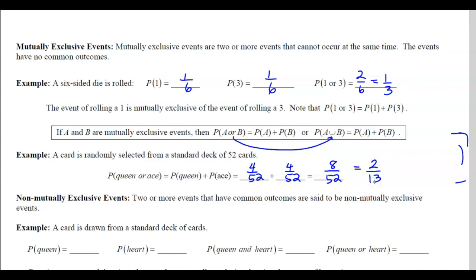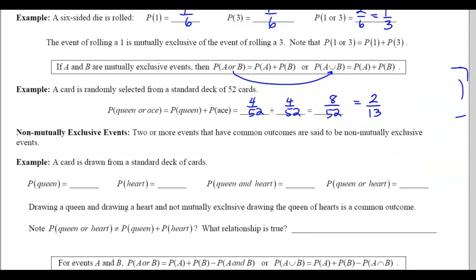Makes sense. Within each suit, there's 1 queen and 1 ace. So 2 out of the 13 in a suit, and that's how it reduces. So you can't have a queen and an ace at the same time. But what about having a queen and a heart? Sure can, right? The queen of hearts, because the heart is the actual suit of the card. It's not a number of the card.